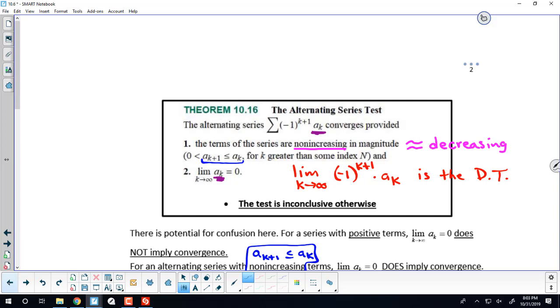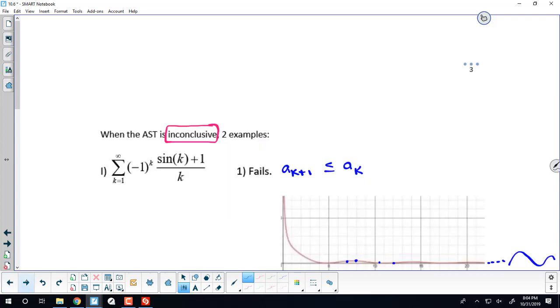Yeah, it's kind of like the tail. And it just says for some index capital N. That could be, as we saw, at the third term that it starts to decrease. It could be at the millionth term that it starts to decrease. But eventually it has to. It kind of goes along with what you were saying on page 3, where it's bouncing. It continues to bounce throughout. There's not a time that it ever hits decreasing.